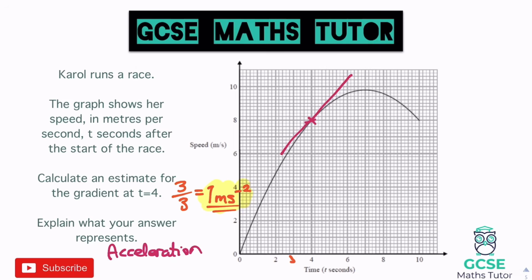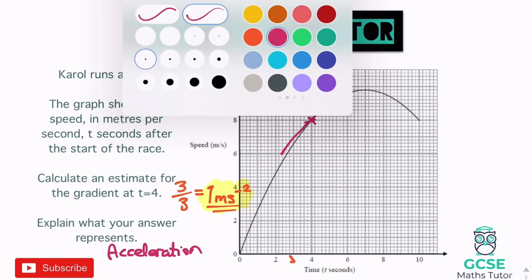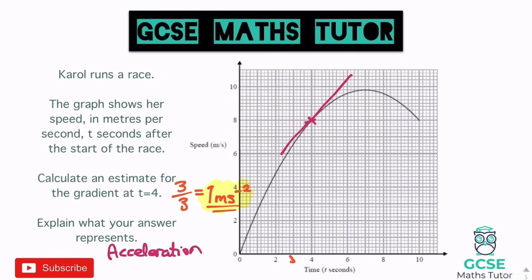Let's have a look. So let's go across. I'm going to make my triangle a little bit smaller this time. We're going to go from here to here, and then I'm going to go up. There we go. So my run goes from 4 to 6, so that is a run of 2, and my rise goes from 8 to 10.2 by the looks of it, so that is a rise of 2.2. So my rise is 2.2, my run is 2, so 2.2 divided by 2 gives me 1.1 meters per second squared.